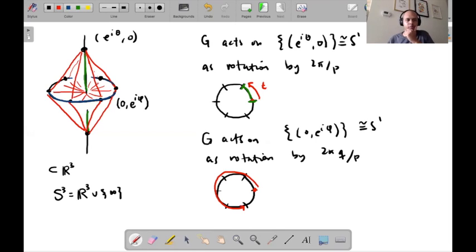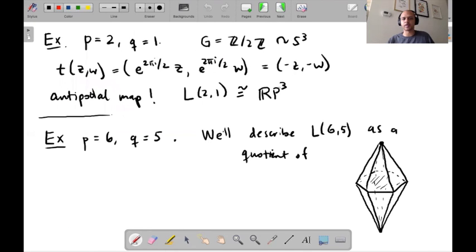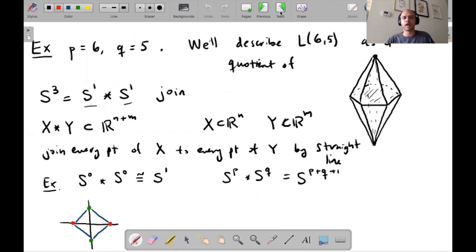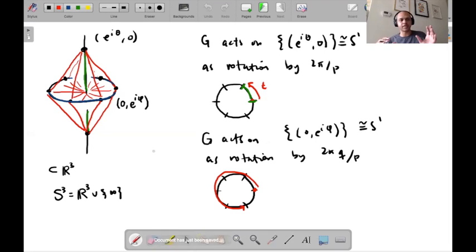Okay, this might be something you have to stare at the picture or think about a little bit more to understand. But this is exactly what we want. So this means to understand the lens space, we just have to understand how the faces of this polyhedron that I've drawn here are identified. And well, we know how this works.